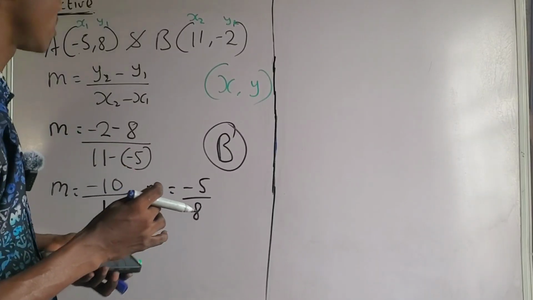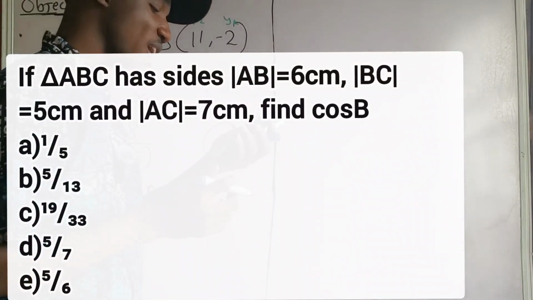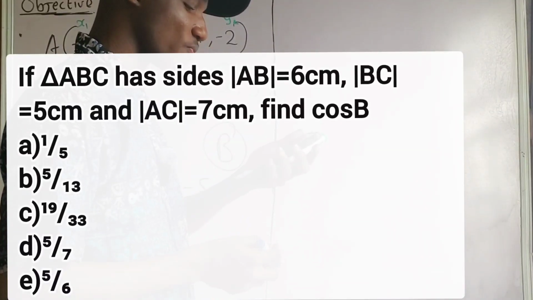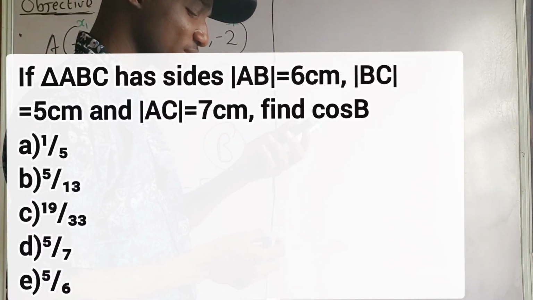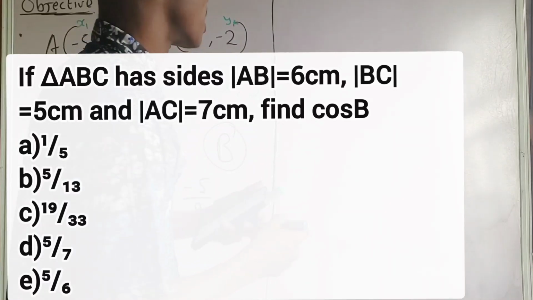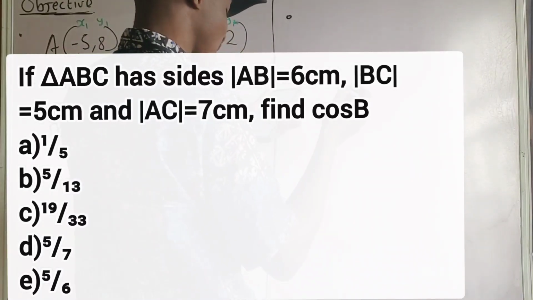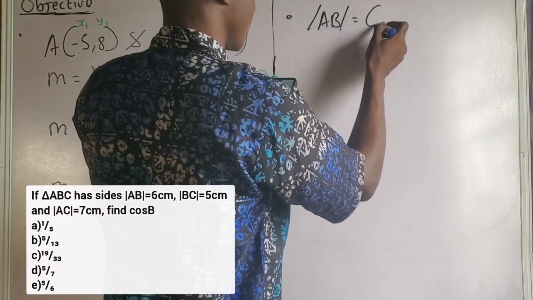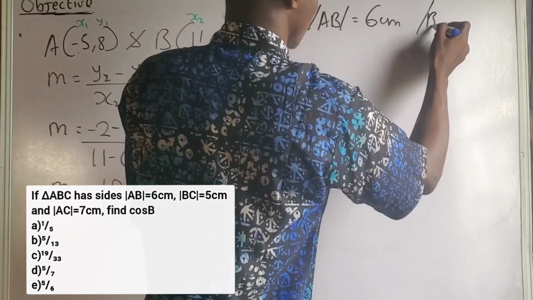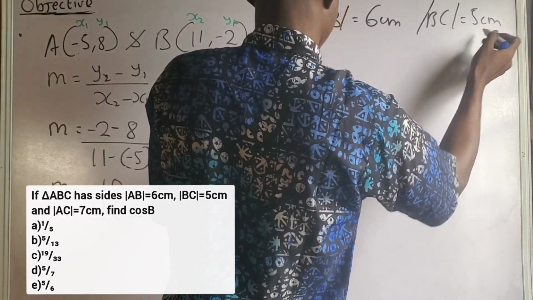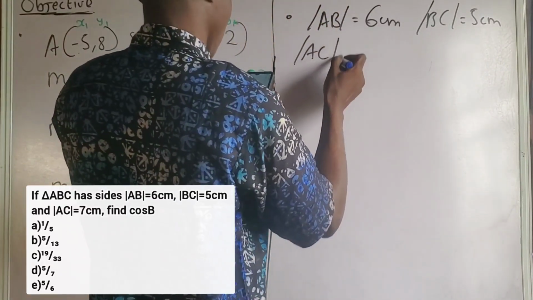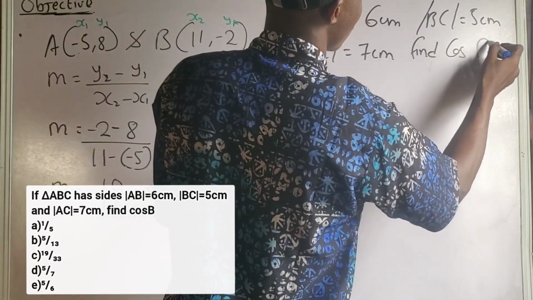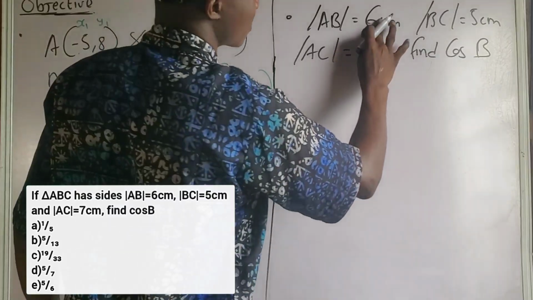Okay, let's proceed to the next question. If triangle ABC has sides AB equals 6 centimeter, BC equals 5 centimeter, and AC equals 7 centimeter, find cos B. We have a triangle and they gave us the sides: AB is 6 centimeter, BC is 5 centimeter, and AC is 7 centimeter. We are looking for cos B. Okay, please pay attention.